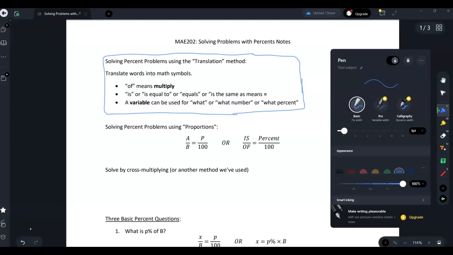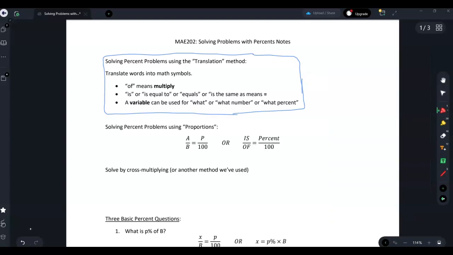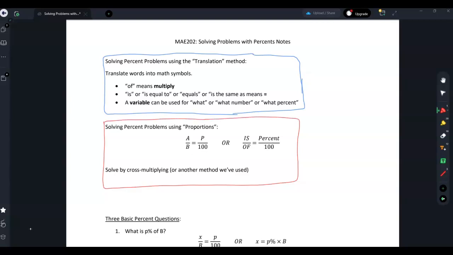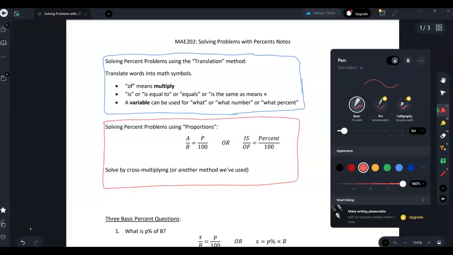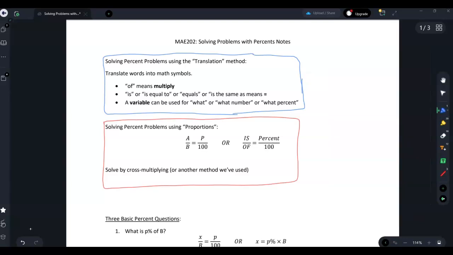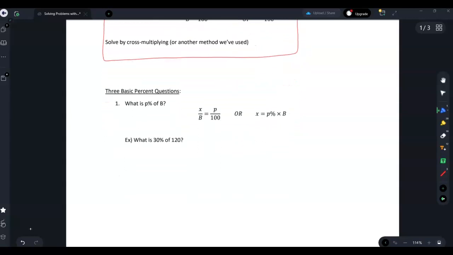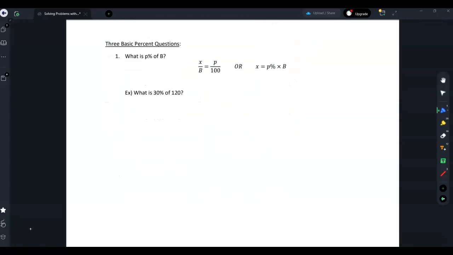And then the second method we'll use is the proportion method. We're going to start with some basic percent problems, and then we'll expand that to do some story problems. And we're going to solve each of these problems both of these ways, and we'll see how we get the same answer with either method. So we're going to start with this first one.